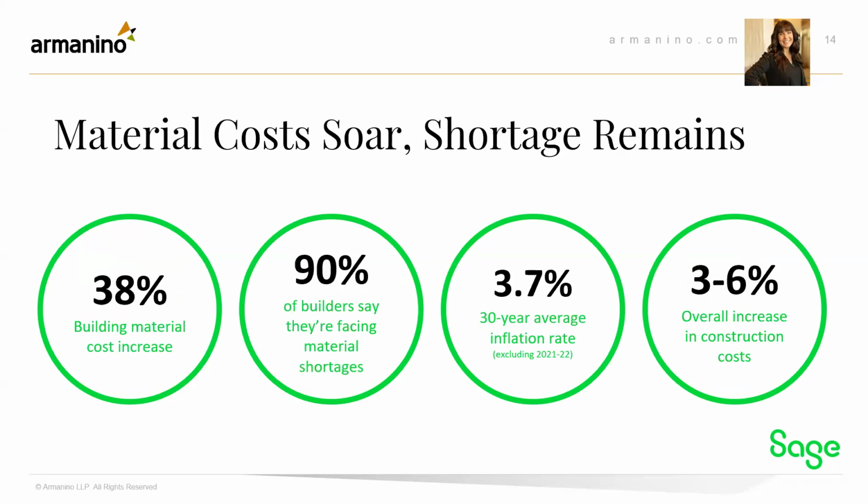The final trend that we are seeing in construction is one that has remained for a few years now, where material costs are soaring and the shortage remains. As of July 2024, building materials costs have increased by 37.7% since 2020. This is due to a combination of factors, including supply chain disruptions, inflation, and global shortages. For example, in December 2022, the inflation rate was 6.5%, and in June 2022, it was 8.6%. When the general cost of goods and services increases, it also impacts the price of construction materials. More than 90% of builders say they're facing material shortages.